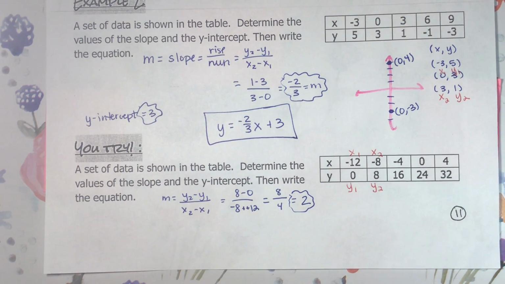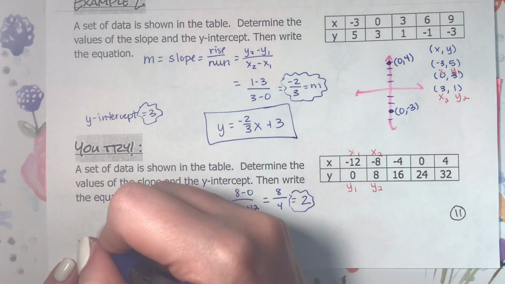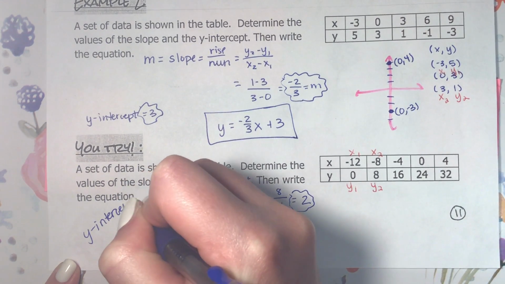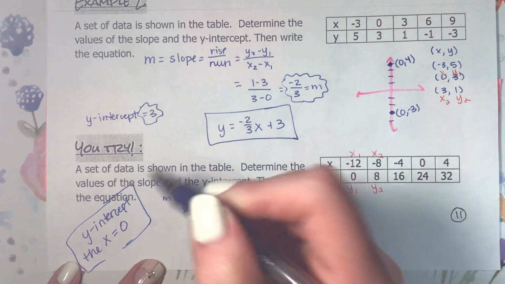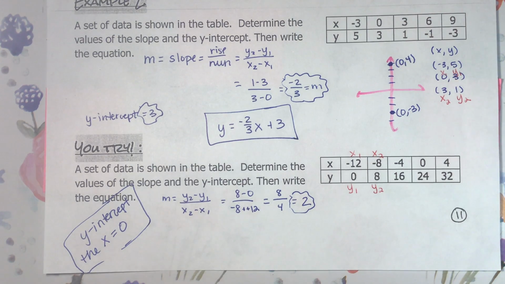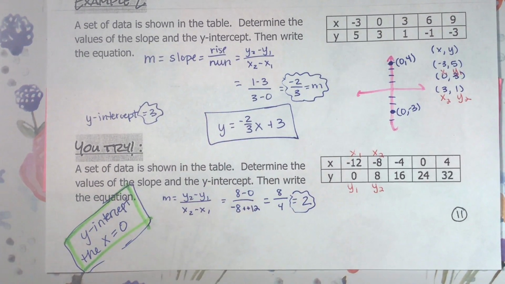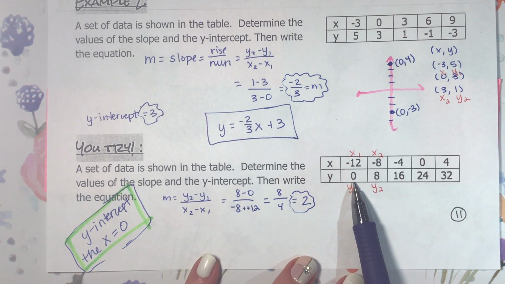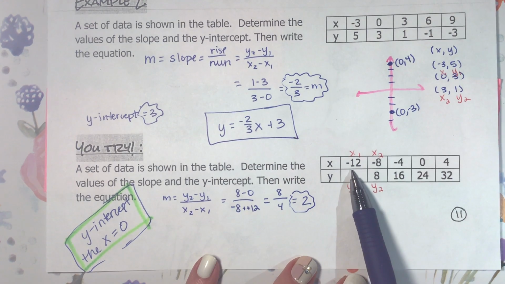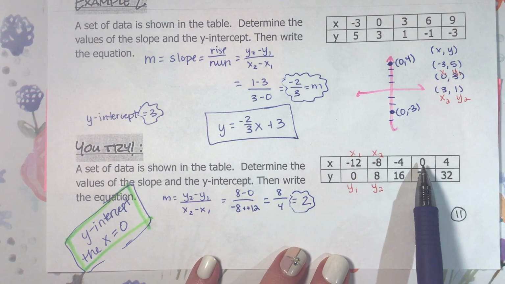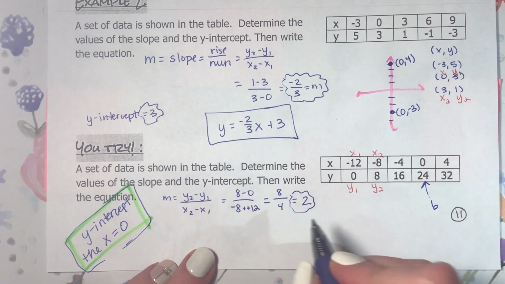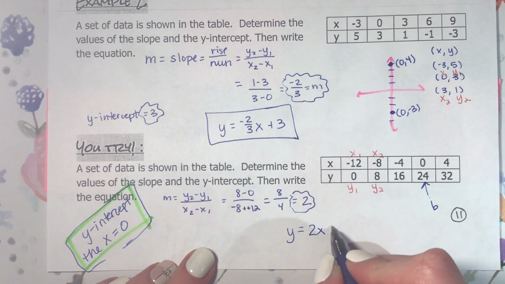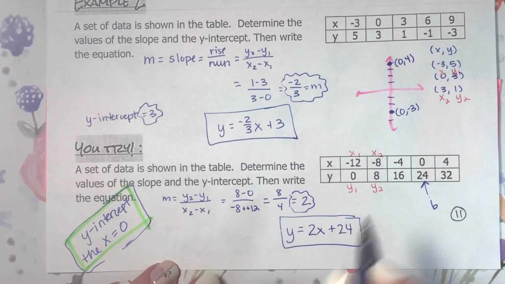Next, I'm looking for the y-intercept. Remember, for a y-intercept, the x equals 0. That's pretty important for you to remember. So I will box it and highlight it for you. The reason I say that is because I don't want you to go here and say, oh, the y-intercept is -12, because this is the x-intercept. We want the y-intercept, which is going to be over here, which is 24. So this guy right here is B. So now I'm at y is equal to 2x plus 24, and I have my equation.